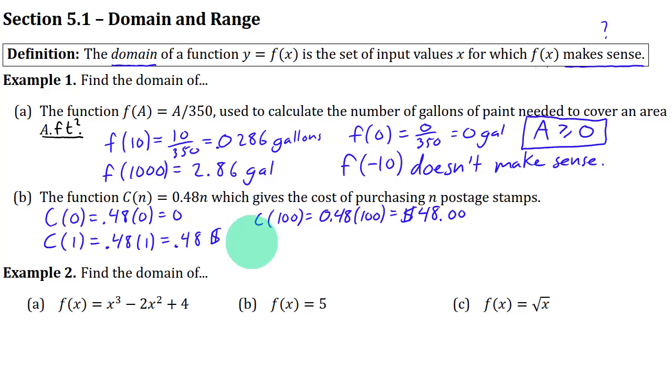But you can't buy negative postage stamps. If you want to buy negative 3 postage stamps at the post office, they're going to say, sorry, sir, we don't sell negative postage stamps here. All of the numbers of postage stamps that we have are positive. You're going to have to go to the opposite of a post office, whatever that is, to buy the opposite of postage stamps. So this doesn't make sense.